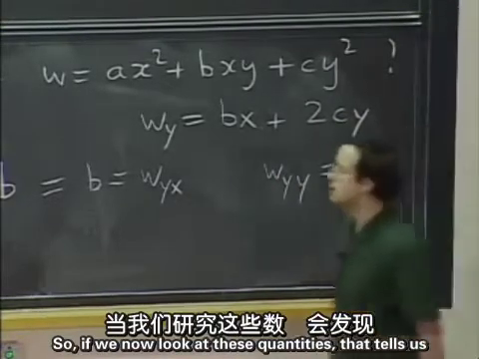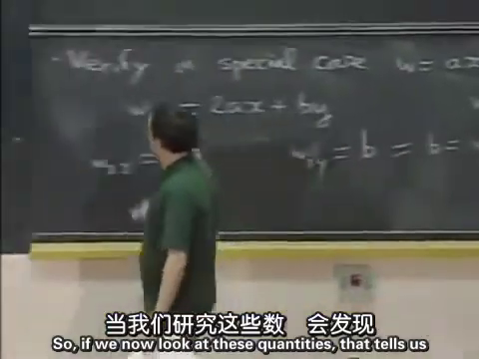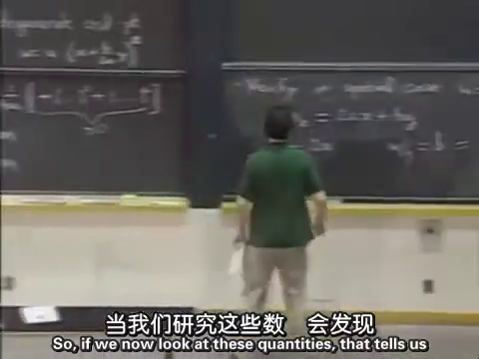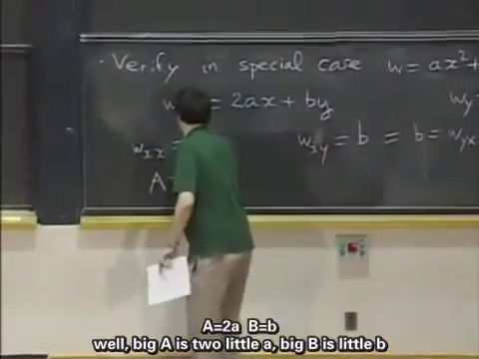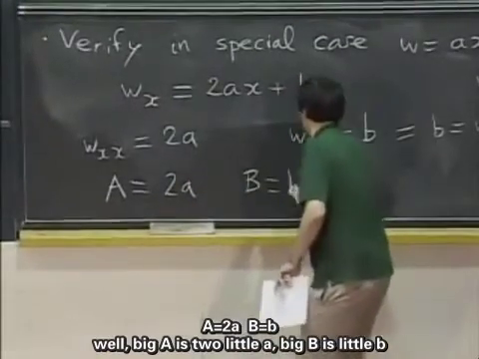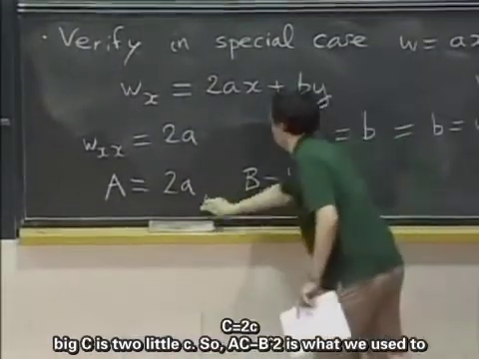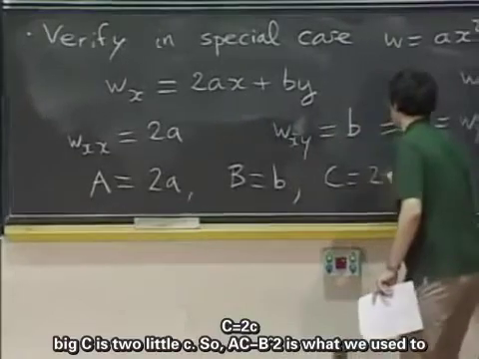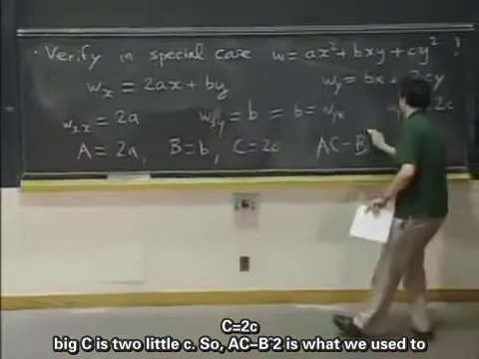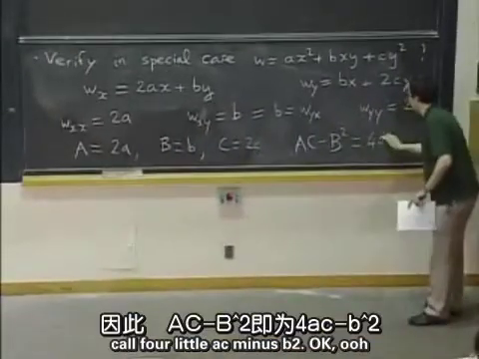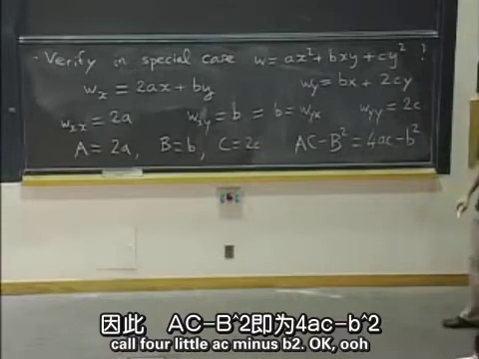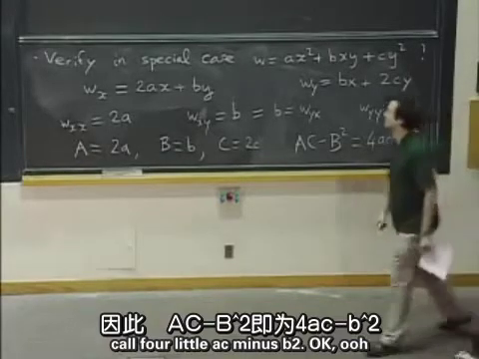So if we now look at these quantities, that tells us, well, big A is 2 little a, big B is little b, big C is 2 little c, so AC minus B squared is what we used to call 4 little AC minus B squared. Okay?